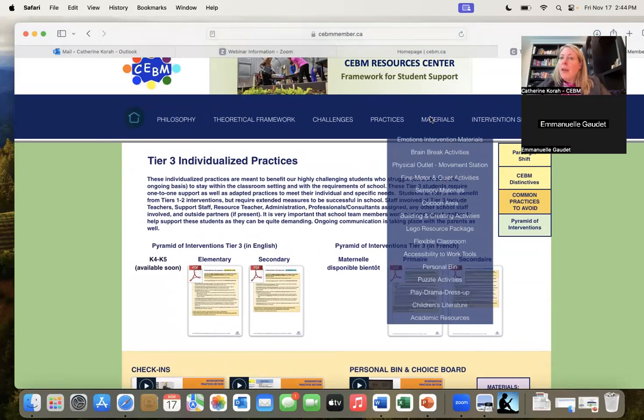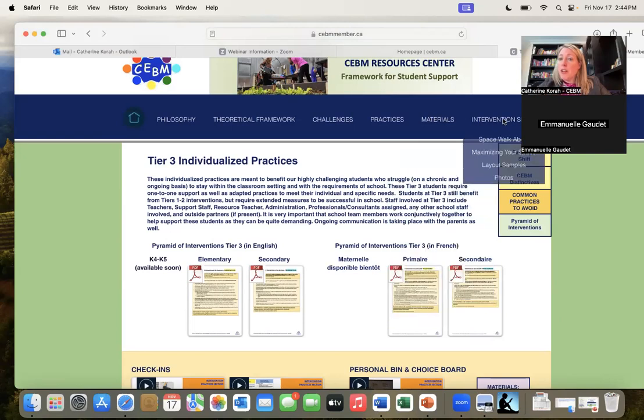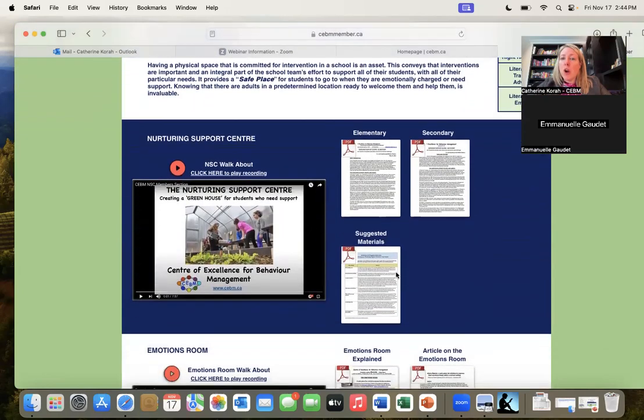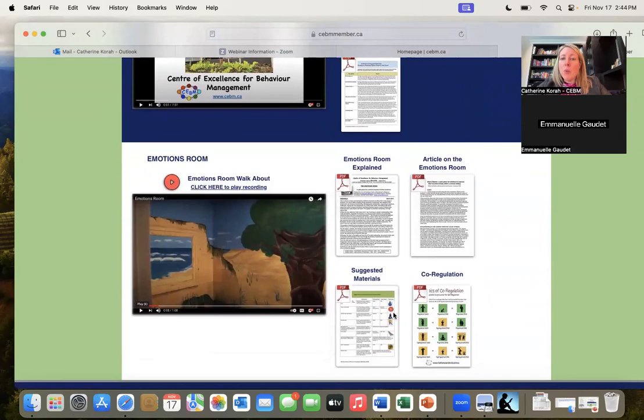If you want to know more about the Nurturing Support Center or the Emotions Room, if you go underneath Space and we go to Space Walkabout, we will have documentation and a video that talks about the Nurturing Support Center and another one that talks about the Emotions Room. So I invite you to go and take a look at that.